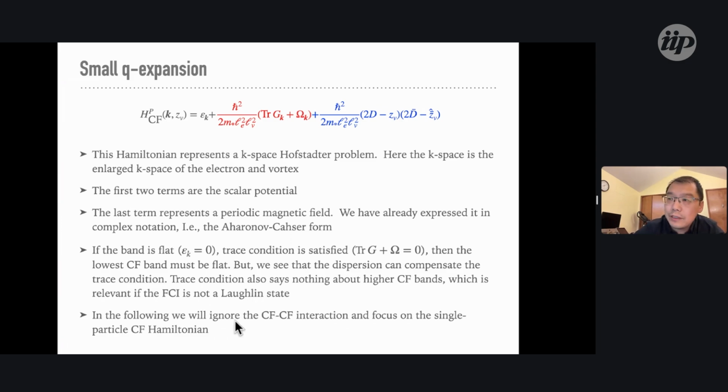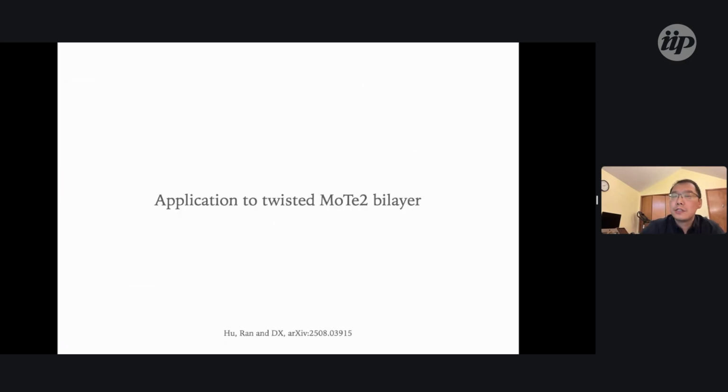Okay, so in the following, what I'm going to do is ignore the CF interaction term and just focus on the single particle CF Hamiltonian. We're going to solve it and see how it goes. You will see that even without considering the CF interaction, we already capture a lot of physics. Okay, so now let me apply our theory to twisted MoTe2 bilayer.